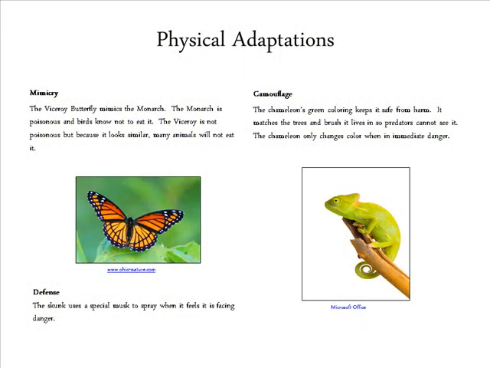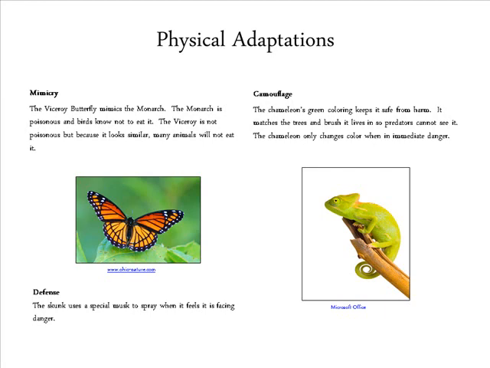Physical adaptations may be used for protection. Mimicry and camouflage are two of the most common. The viceroy butterfly mimics the monarch. The monarch is known as a poisonous butterfly, and birds know not to eat it. The viceroy is not poisonous, but because it looks very similar to the monarch, many animals stay away.